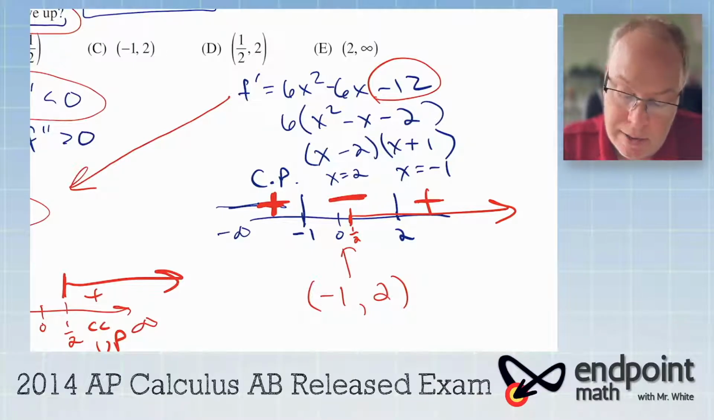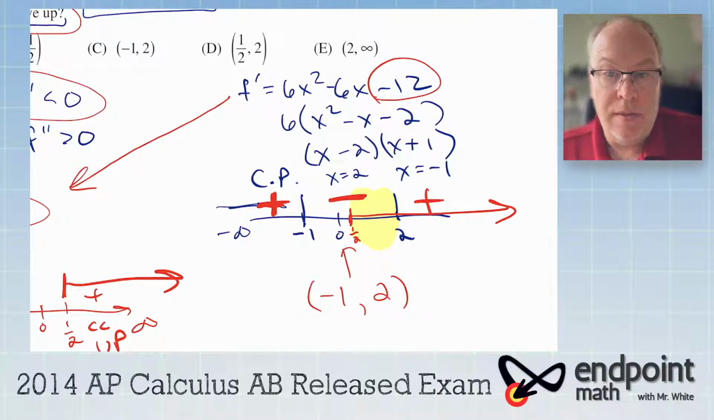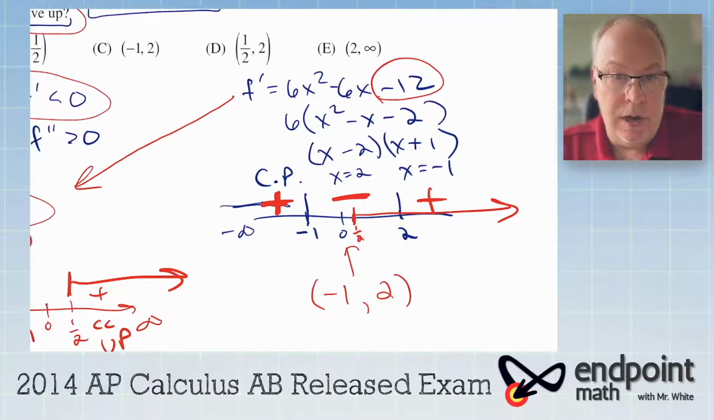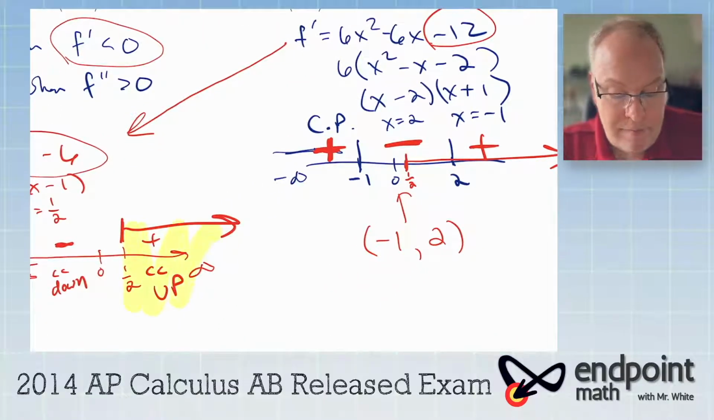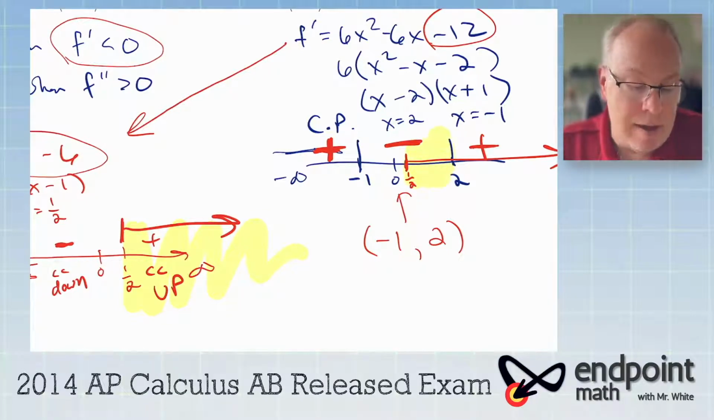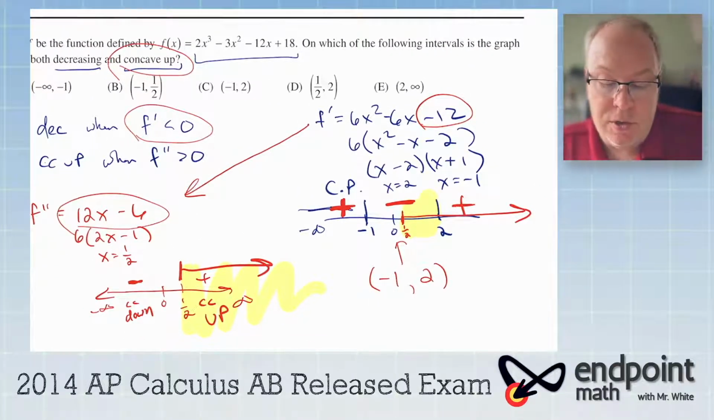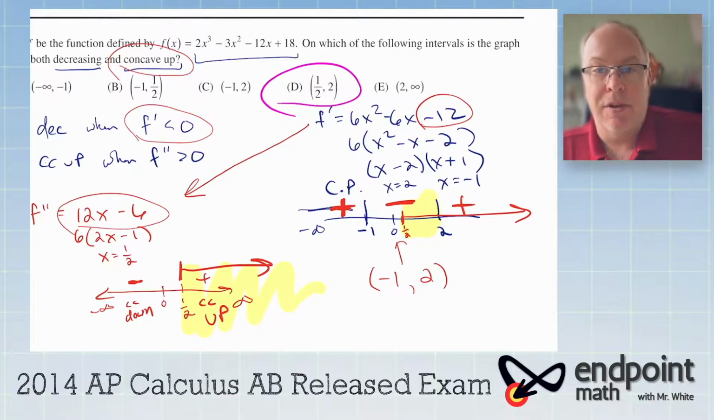I'm trying to get my highlighter here. It's right in this region. From 1/2 to 2 is when this thing is concave up and decreasing. Because over here we figured out from 1/2 to infinity, it's concave up. So the overlap is in this region right here that I've highlighted, and that is 1/2 to 2. Is that one of the answers? It sure is, D, and that's the correct answer.